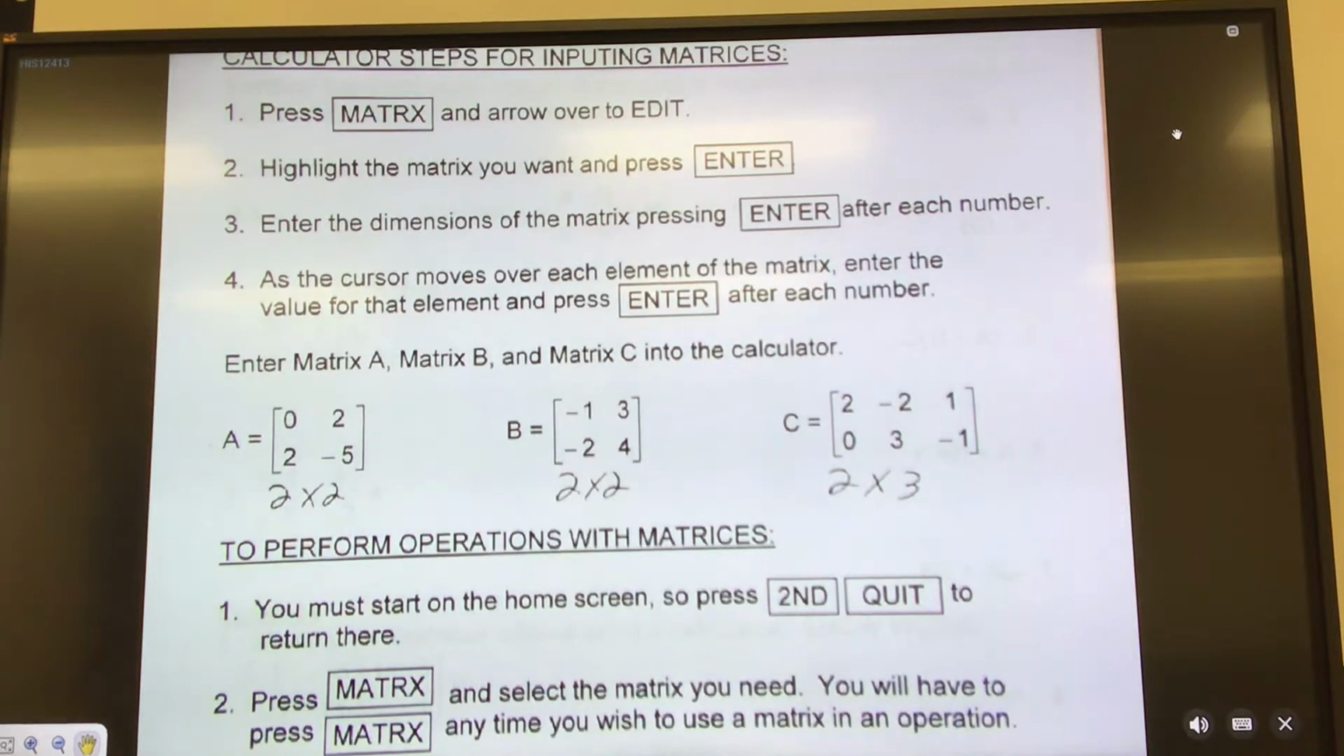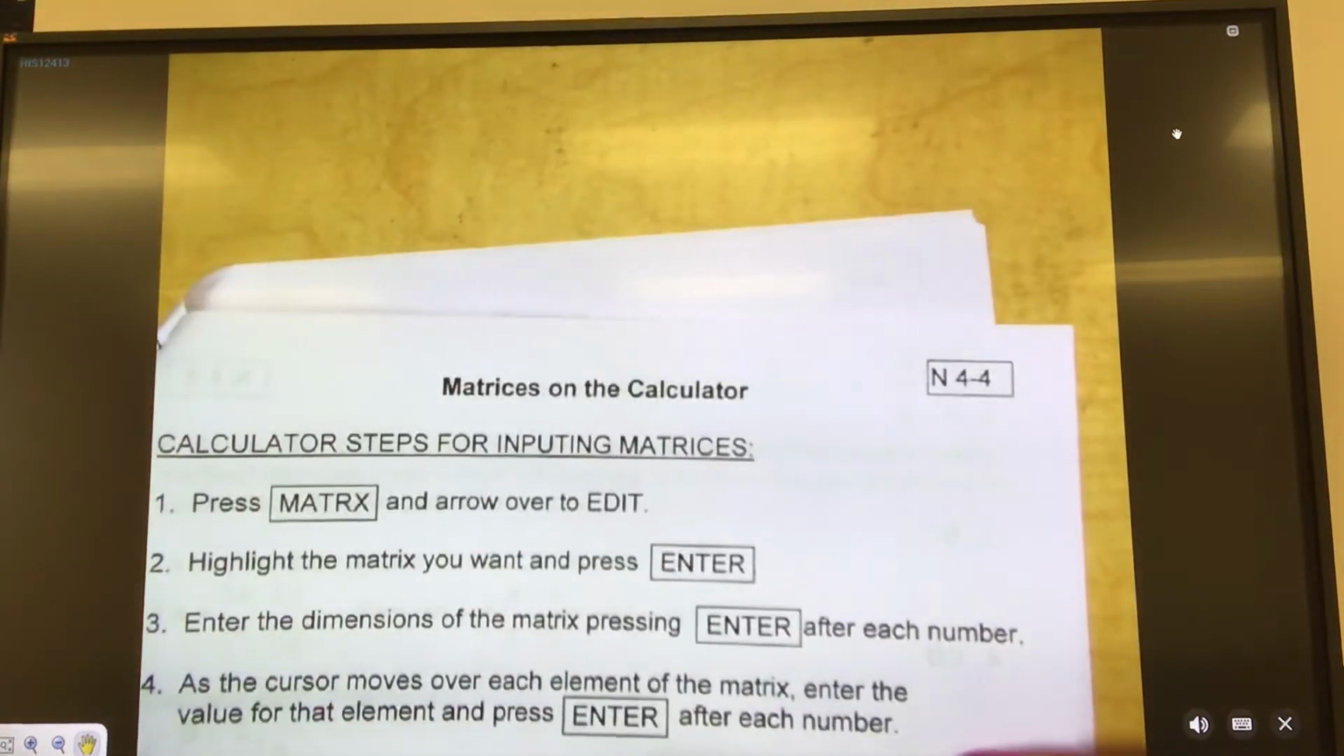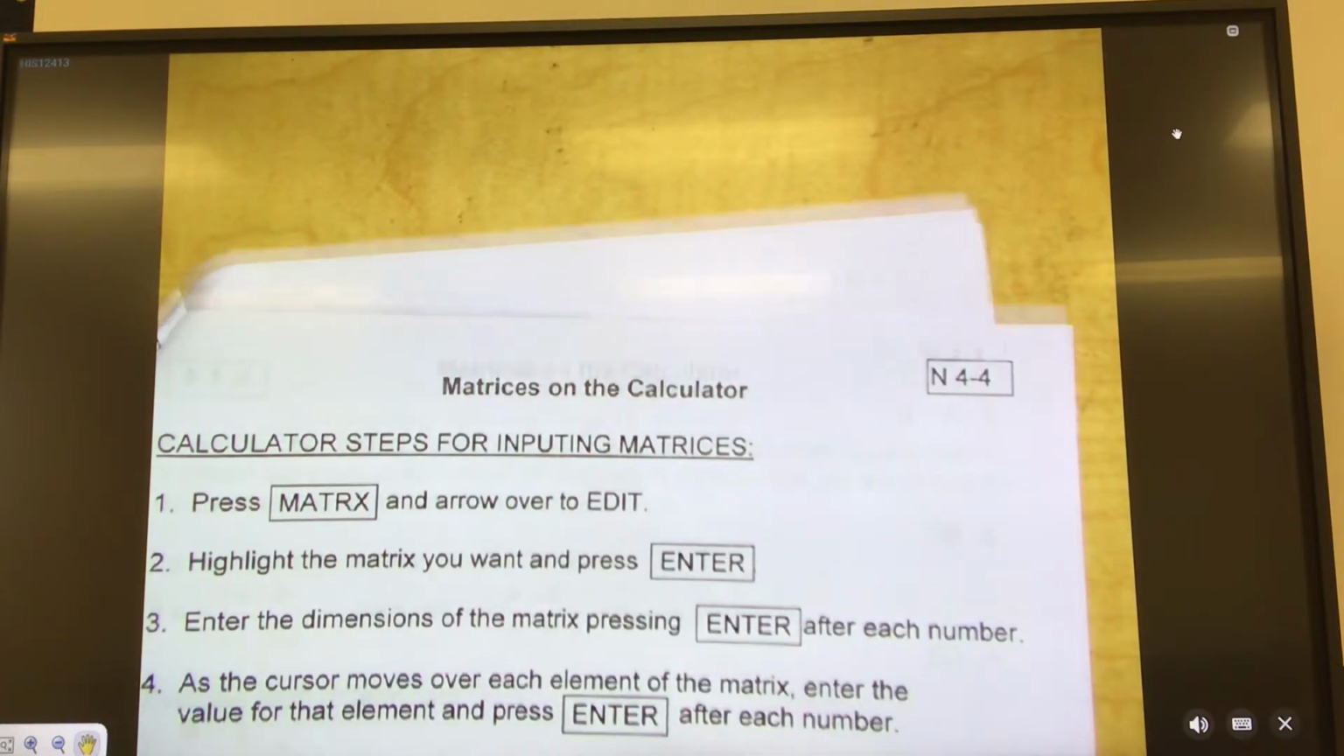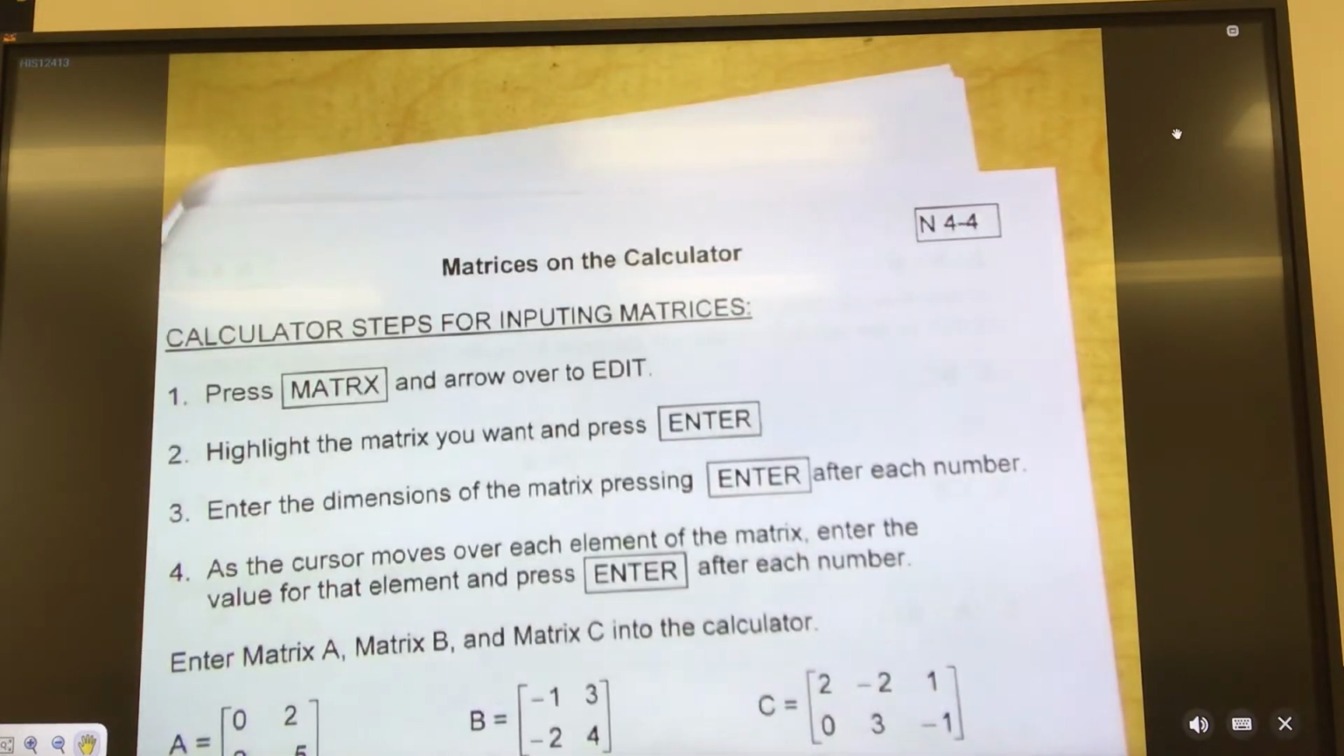Okay, this is notes for 4. Okay, today we're going to be doing matrices on the calculator. So we're going to be performing all of the calculations, the adding, subtracting, and multiplying that we did by hand. We're going to actually do it with the calculator.